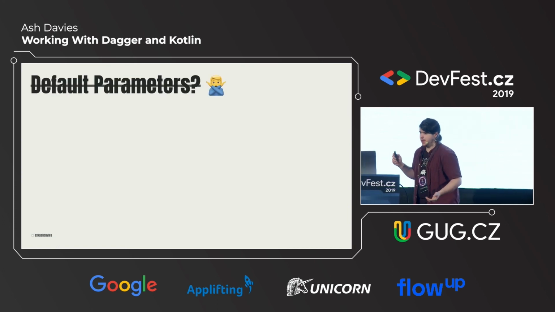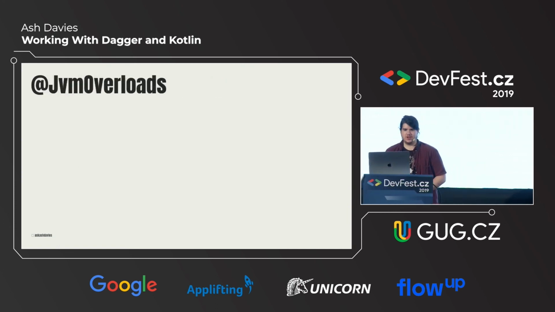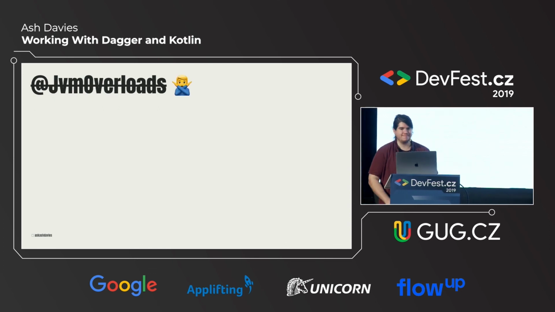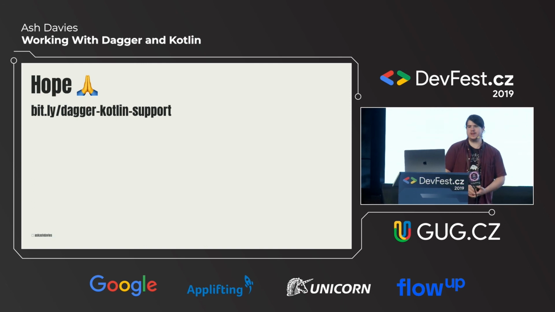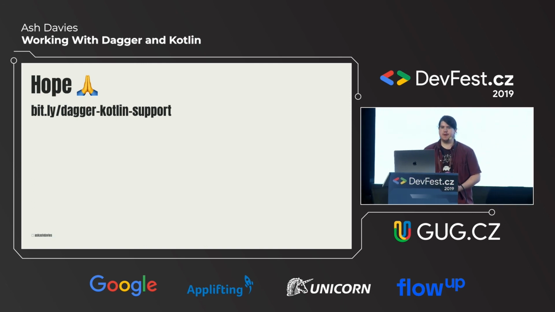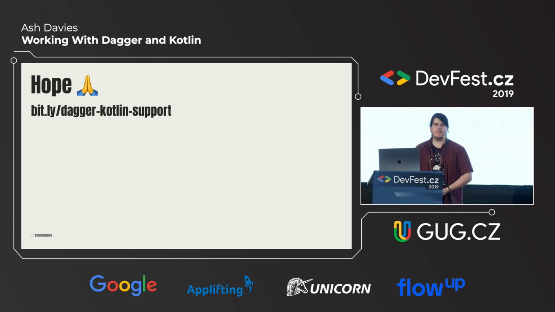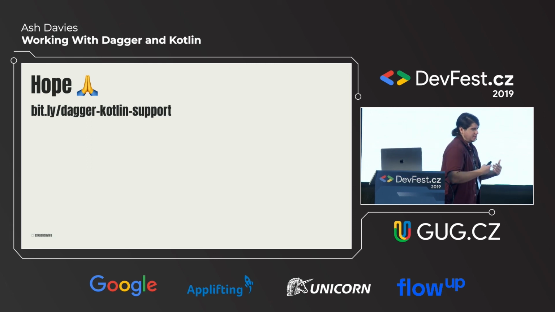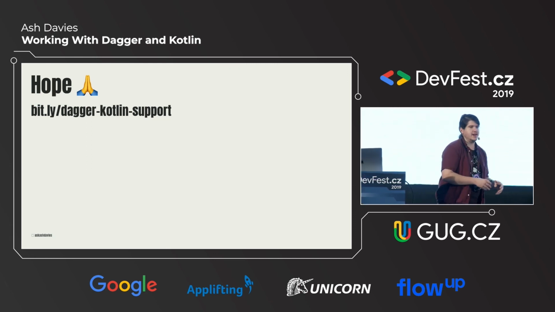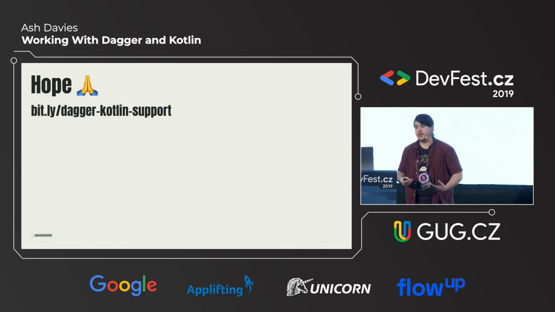Default parameters, nope. JVM overloads, nope. But there's hope. We are starting to see more Dagger Kotlin support, as mentioned earlier. There's a proposal from Zac Sweers on the Dagger project. There's the link at the end for this. And this is a proposal to introduce support for all these type aliases and inline classes and all these different things that we can't currently use.